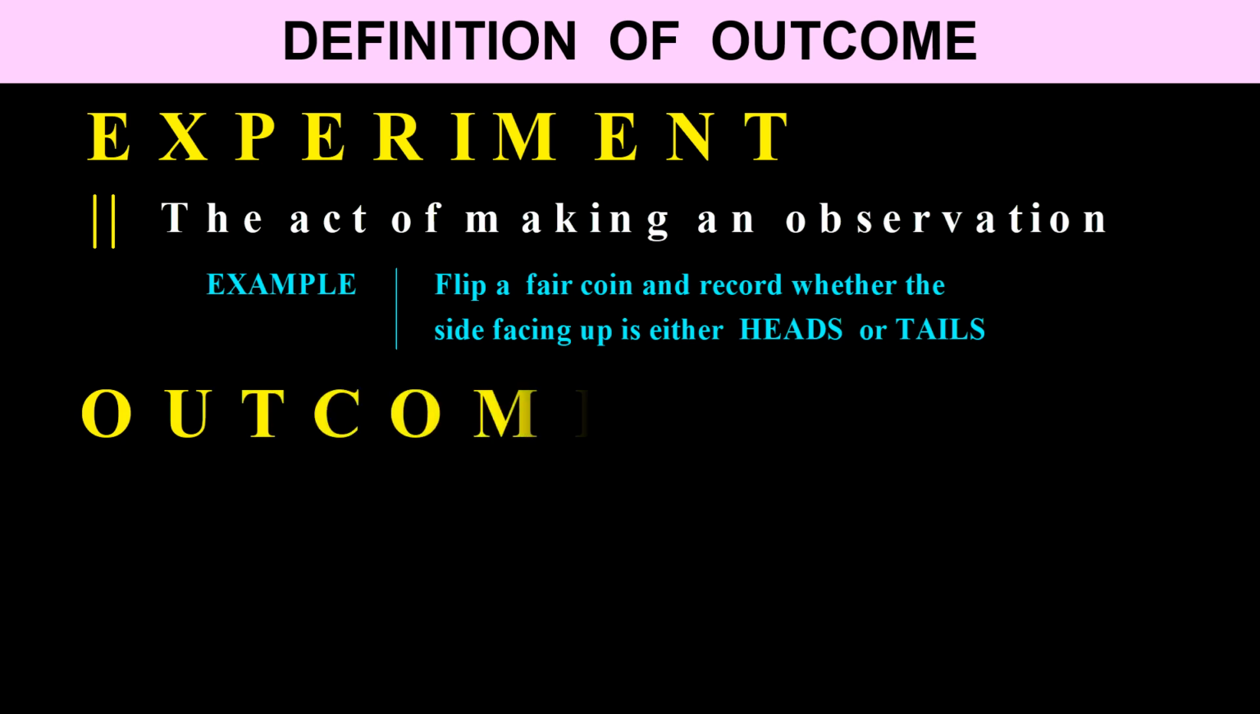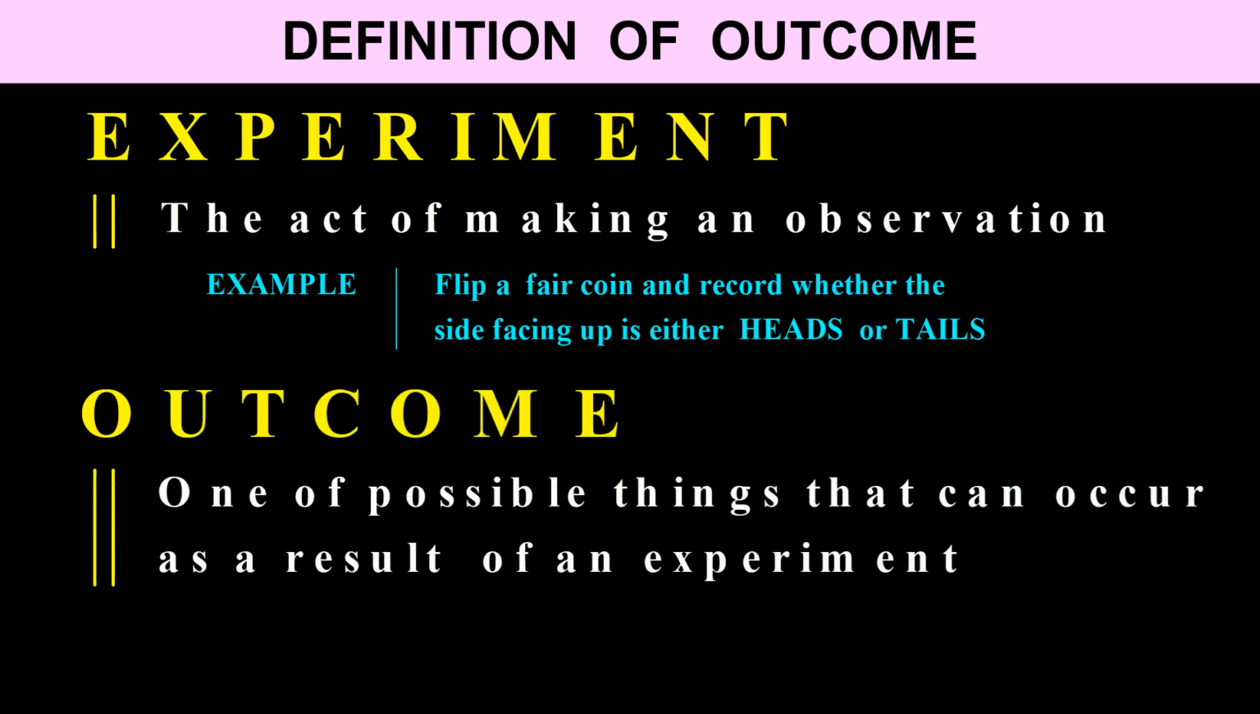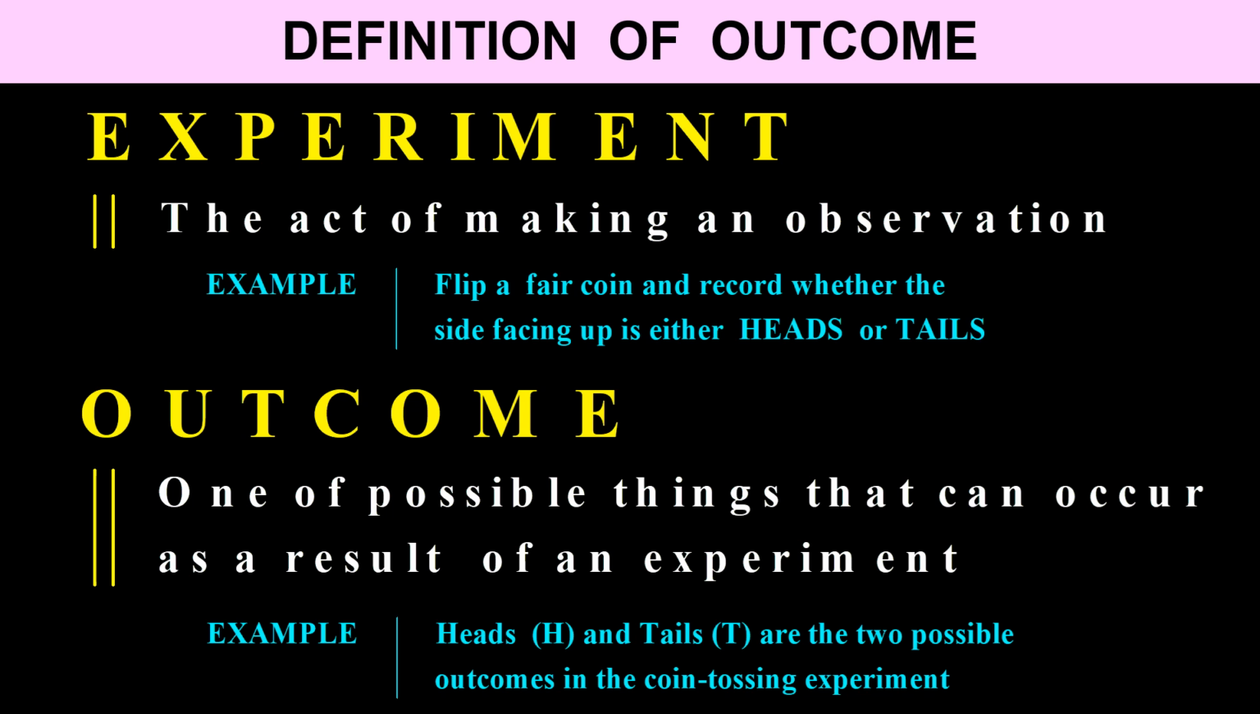An outcome. What is an outcome? One of the possible things that can occur as a result of an experiment. So if you look at the flipping of a coin, what could the outcome be? That's right. It can either land up heads or it can land face up tails. In other words, there are two possible outcomes in the coin tossing experiment.